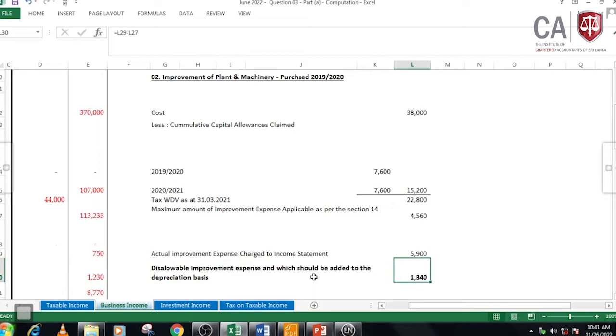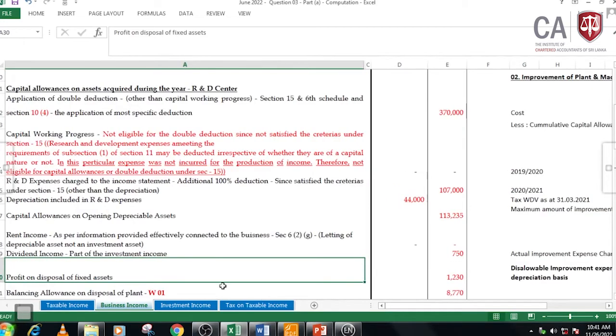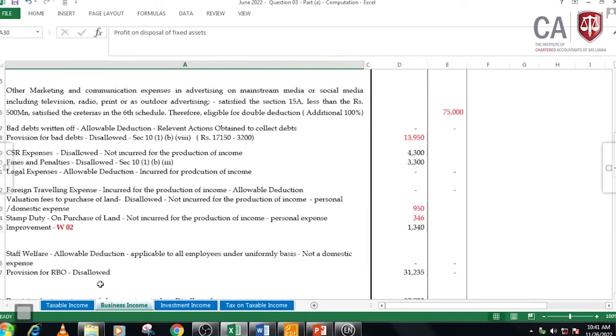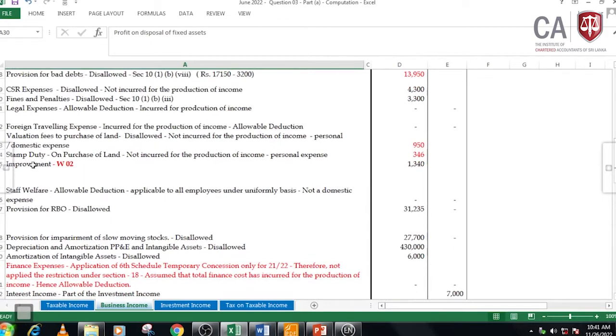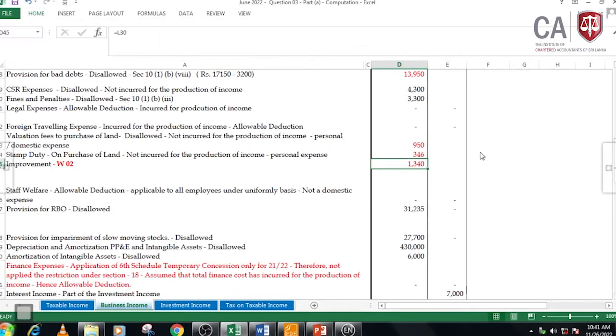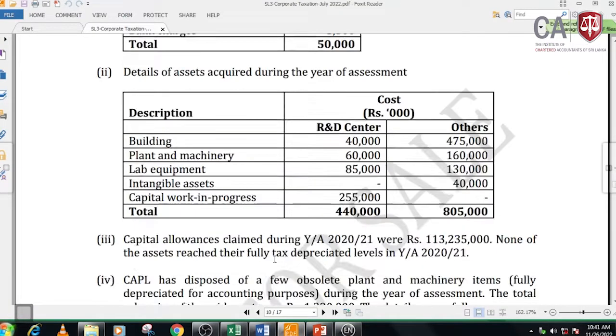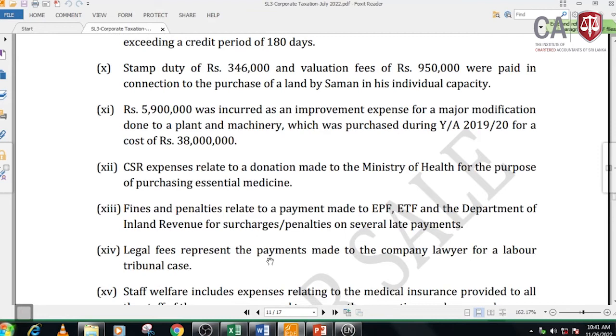Then let me come to this one, the improvement in working 2, which is 1,340,000. It shall be disallowable. The computation and everything we have discussed. Now come to the next adjustment. What is the next?